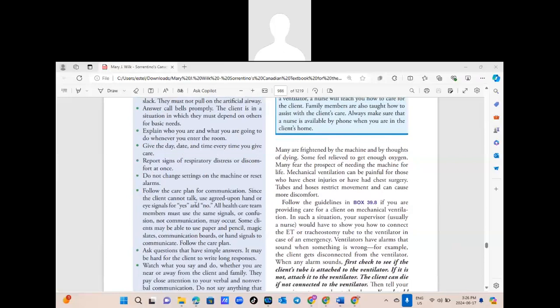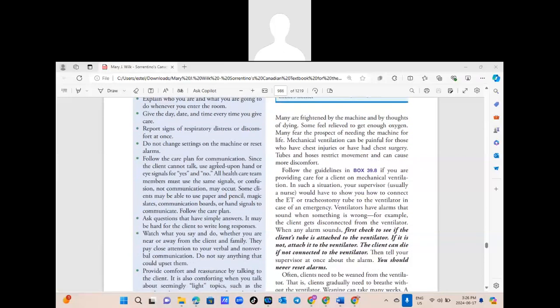Do not change settings on the machine or reset alarms. Follow the care plan for communication. Since the client cannot talk, use an agreed upon hand or eye signal for yes and no. All healthcare team members must use the same signals or confusion, not communication, may occur.